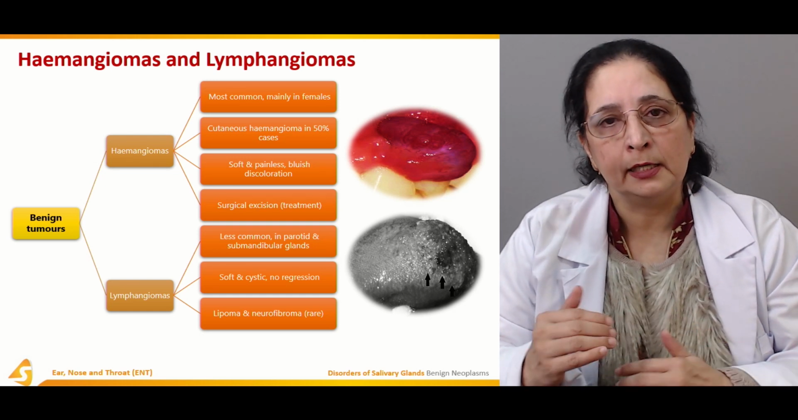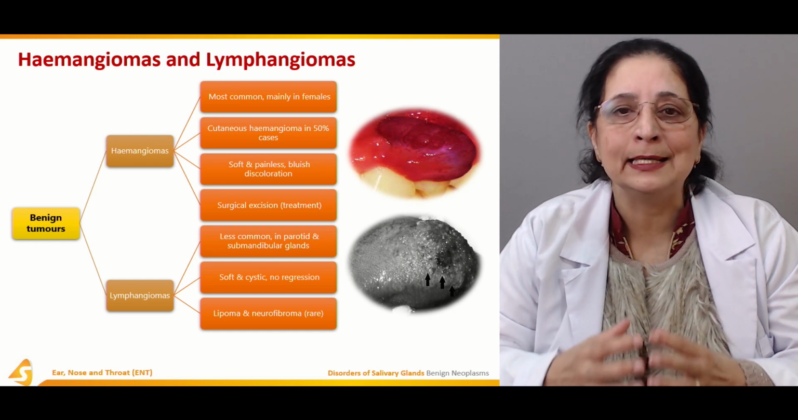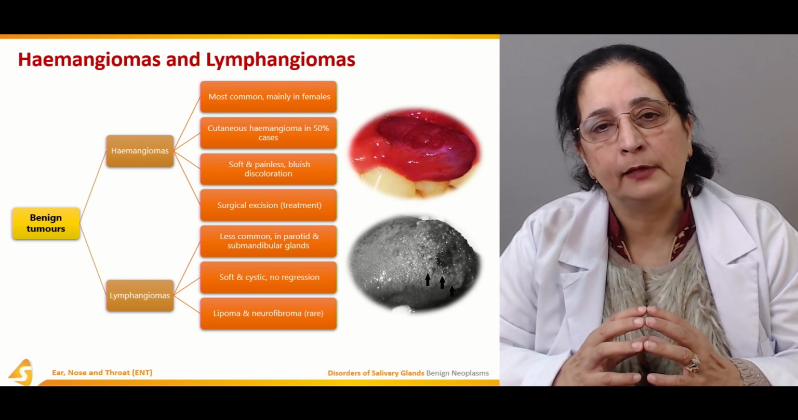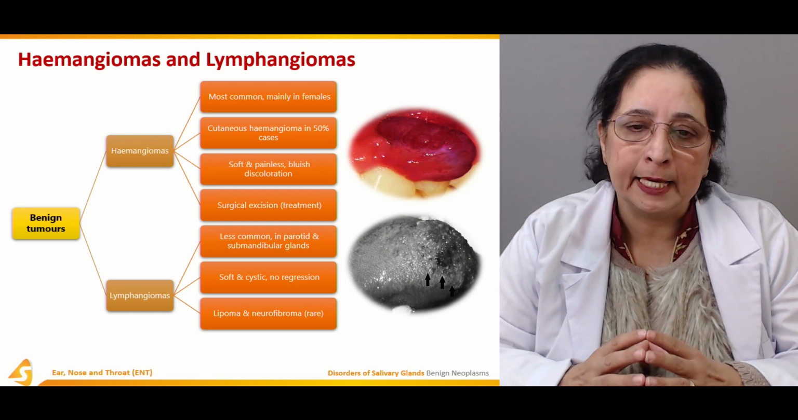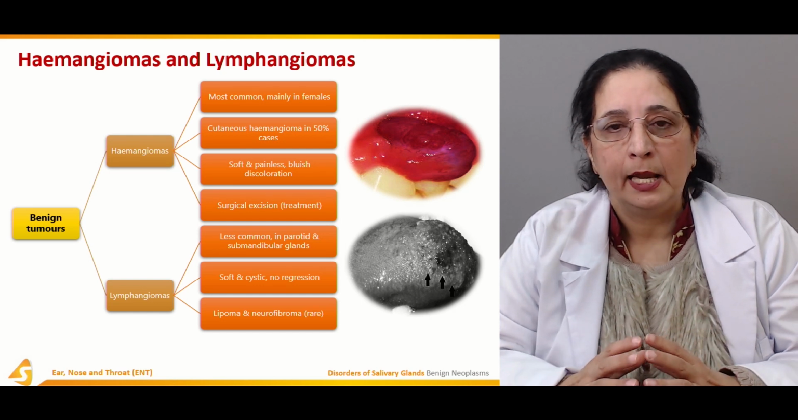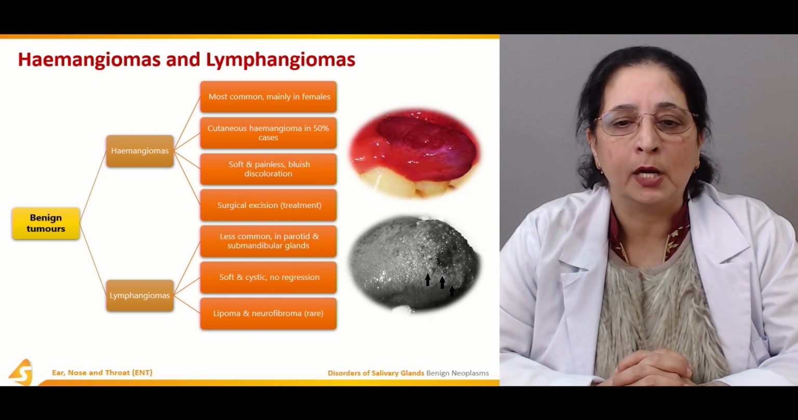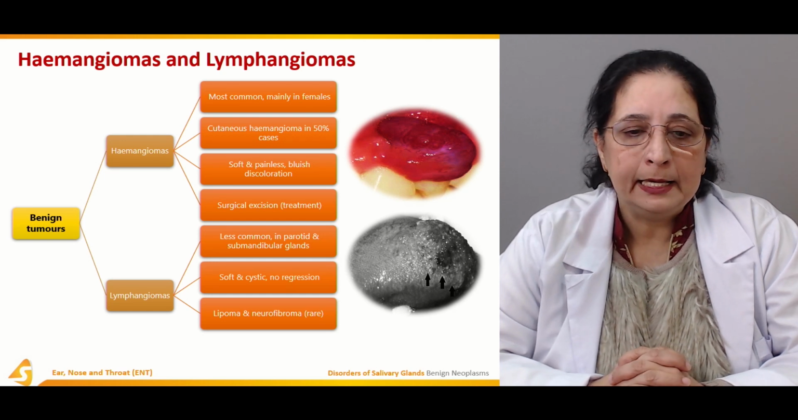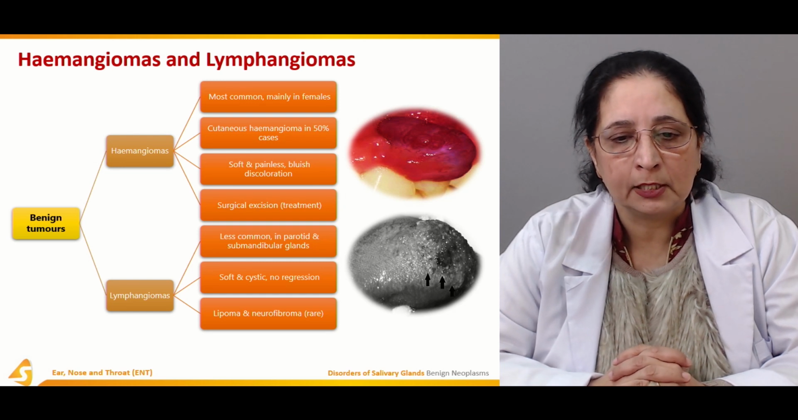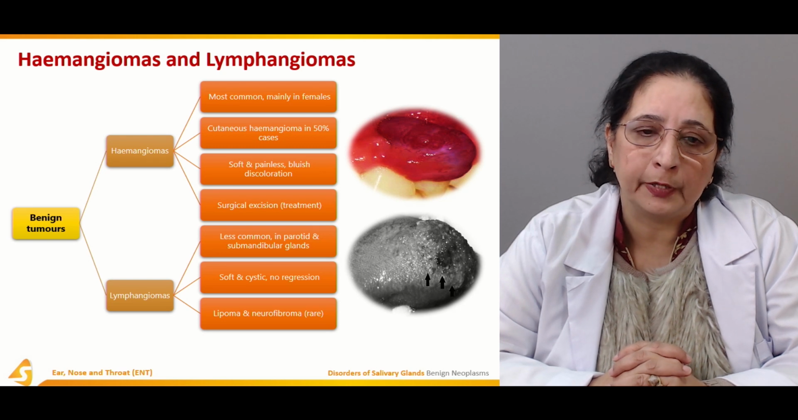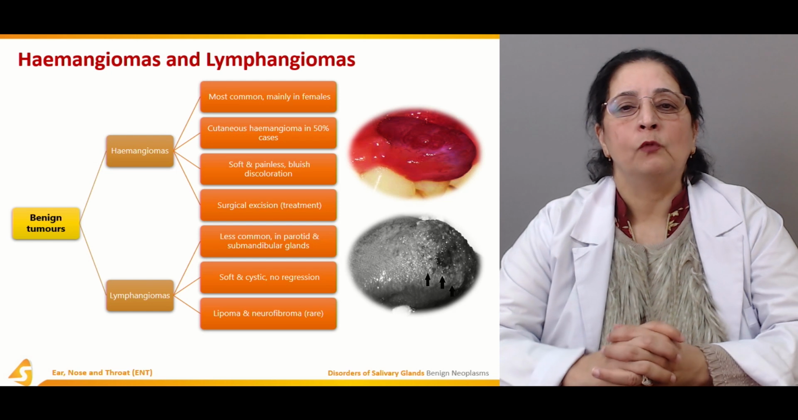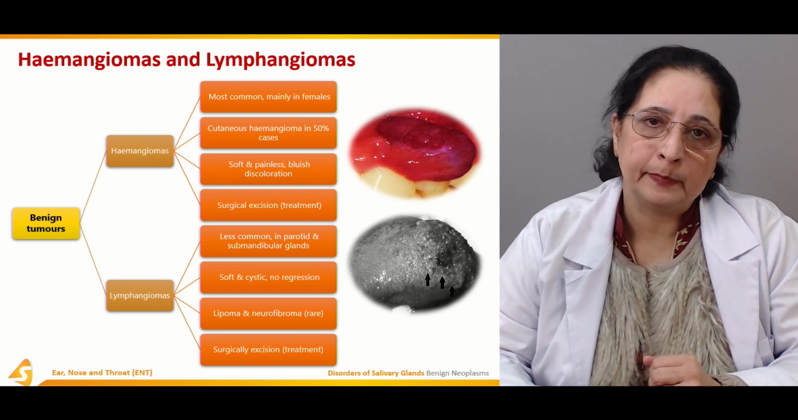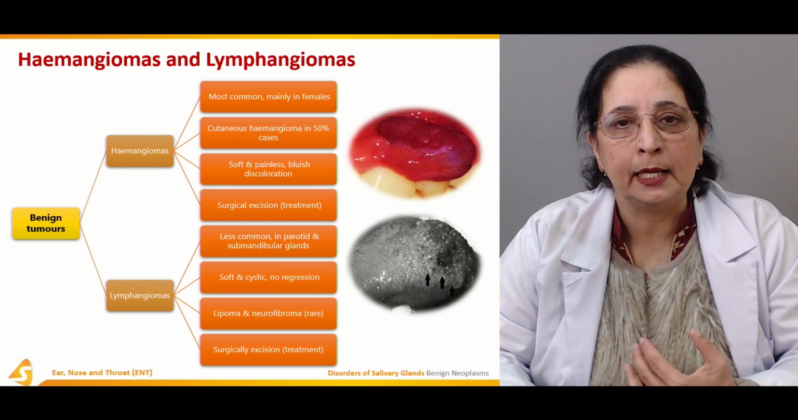So we have other benign tumors. Remember, they develop from mesenchymal cells. We have hemangiomas and lymphangiomas. Hemangiomas mainly involved are the cutaneous type, and they involve the skin, and it's more common in females, and in 50% it's cutaneous hemangioma. It's soft and painless bluish discoloration. Surgical excision is performed. And lymphangiomas, again, are soft and cystic, no regression. They are less common as compared to the hemangioma, and when they occur, they involve the parotid and submandibular glands. Also, treatment is by surgical excision of hemangiomas and lymphangiomas.